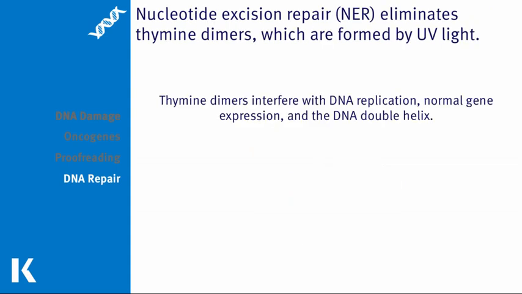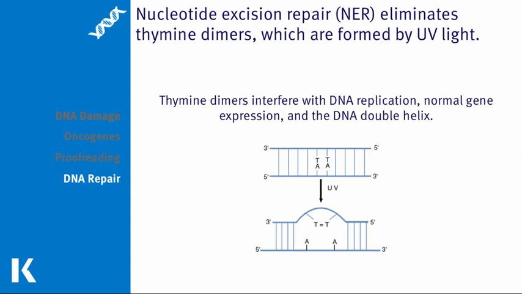Mismatched base pairs aren't the only errors that need to be repaired. Ultraviolet radiation can cause nucleotides to bond with other nucleotides on the same DNA strand, necessitating the removal of a dimer. Thymine dimers are one example of this phenomenon. When two thymines on the same strand bond with each other, they create a bump that messes with the new DNA's ability to do its job.